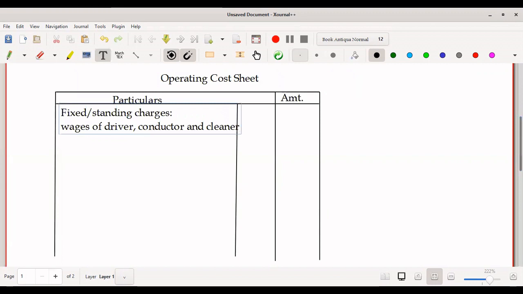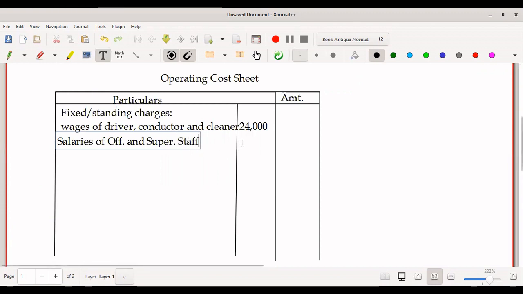So what's the amount given? It's 24,000. And next is salaries of office and supervisory staff. It's 10,000 given here.